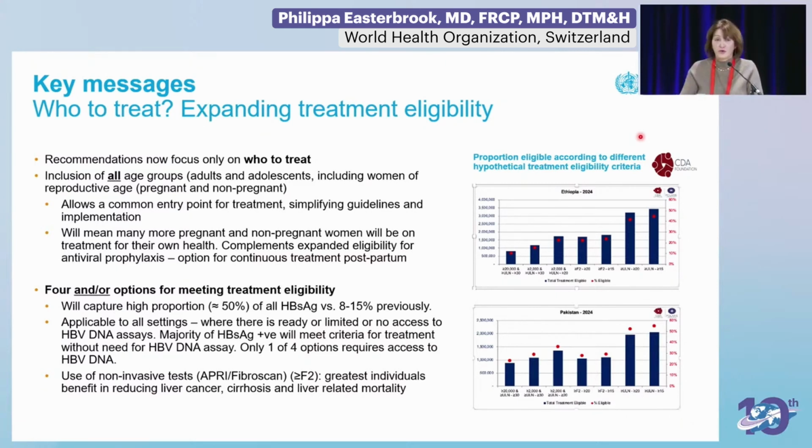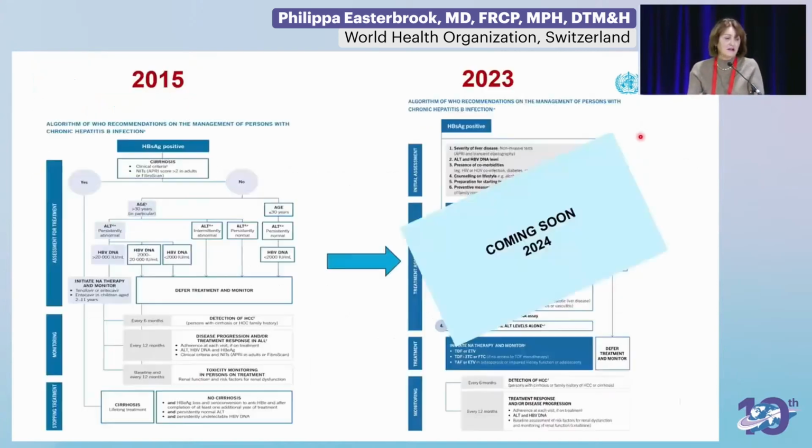There are 4 options for meeting treatment eligibility. It's "or", so you can meet all of them or just one of them, and capturing a much higher proportion of those who are Hep B surface antigen positive. It was previously around 20%, and it's now up to probably around 60%, maybe 70 to 80% in Asia. And applicable to all settings. Only one of the criteria requires access to Hep B DNA, and a big focus is everybody getting an APRI score done. And so those meeting that eligibility wouldn't even need a Hep B DNA.